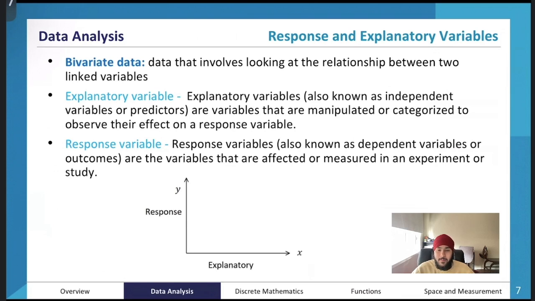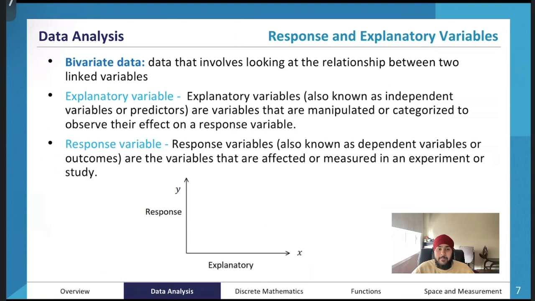However, in general maths, we just call it the explanatory variable. But if you do science or any other mathematical subjects, it is also called the independent variable. And these are variables that are manipulated or characterized to observe the effect on the response variable.